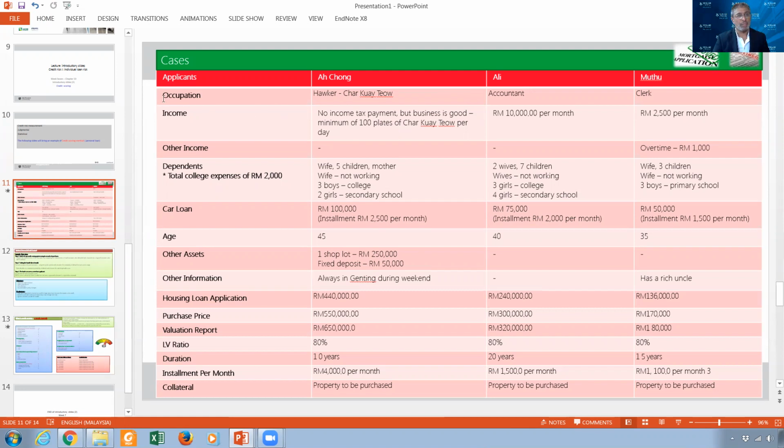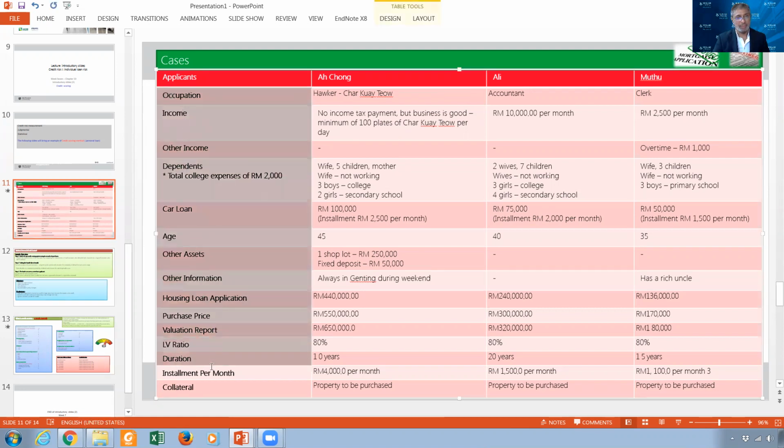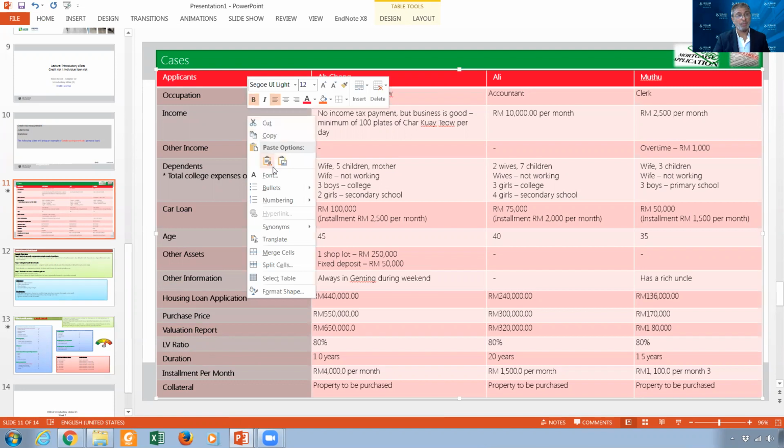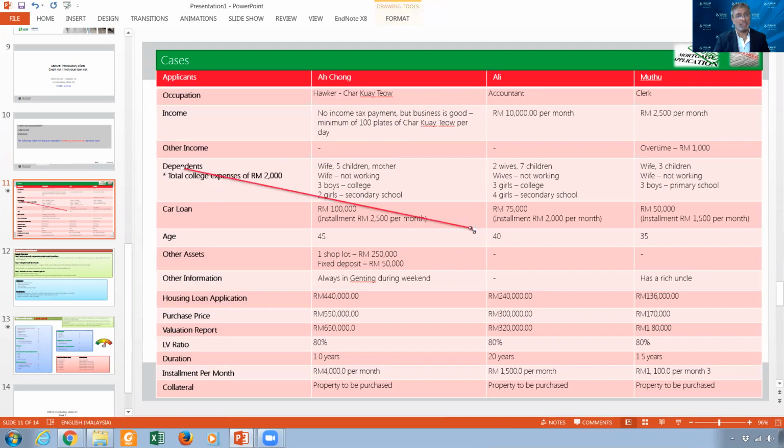We have all this information, which they filled in the application. If you see the information, we take information about their occupation, income, other income, how many dependents they have, whether they have car loans or not, how old they are, and what assets they have. We can look for other information too. They are applying for housing loans, this guy is asking for 440, the next 240, and 136.